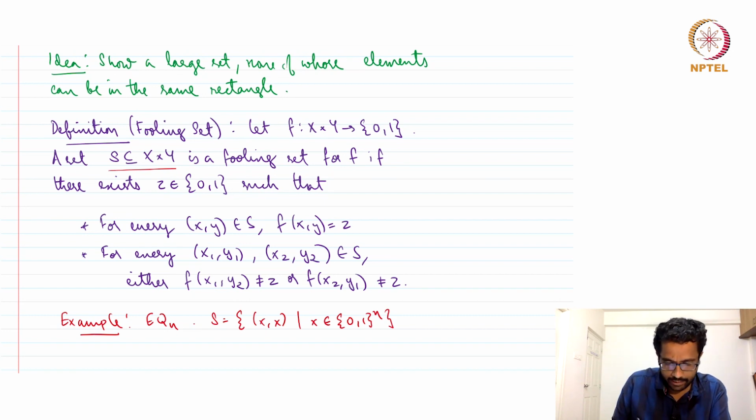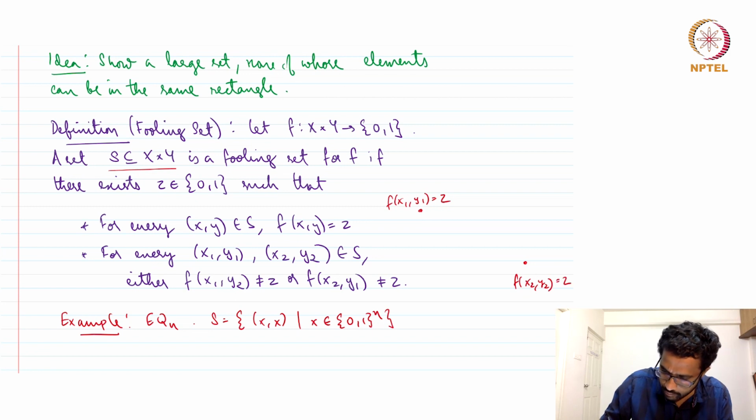So one may say that for all xy in the set, f of xy is 0, and if you take two members of the set, x1 y1 and x2 y2, now consider the cross points. So we know f of x1 y1 is z, we know f of x2 y2 is z. What the claim is that at least one of these two, either f of x1 y2 or f of x2 y1, should not be z. One of these opposite diagonal entries should not be z.